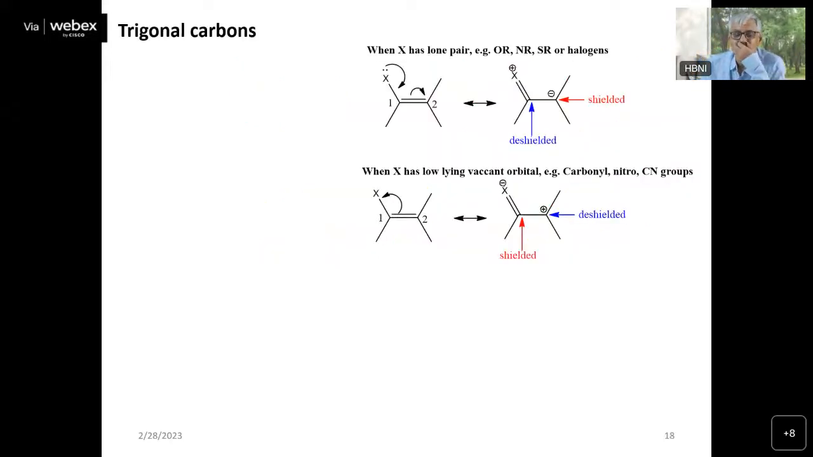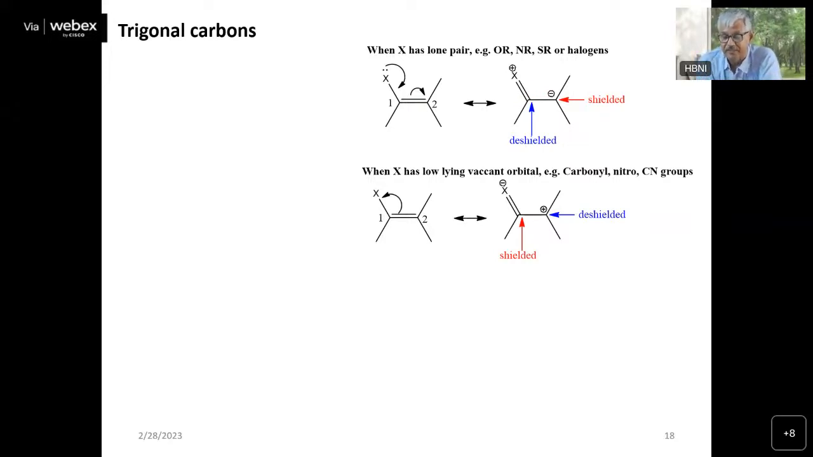Now the situation is a little bit complex when you have an alkene where the substituent X has a lone pair. This lone pair can come into conjugation or resonance with the double bond. You can see resonance means there will be a negative charge, so this carbon will be highly shielded, whereas this carbon will be highly deshielded.